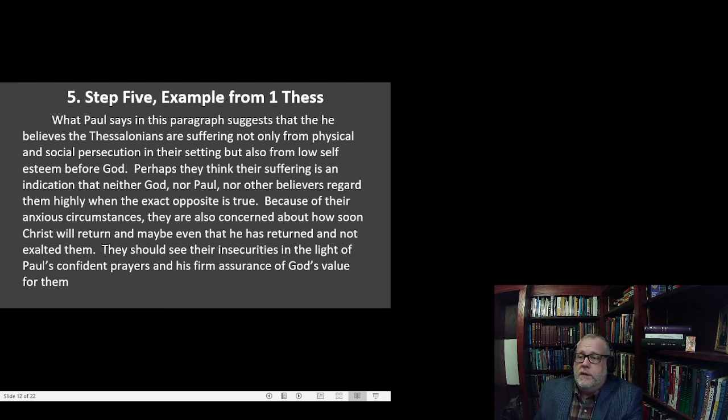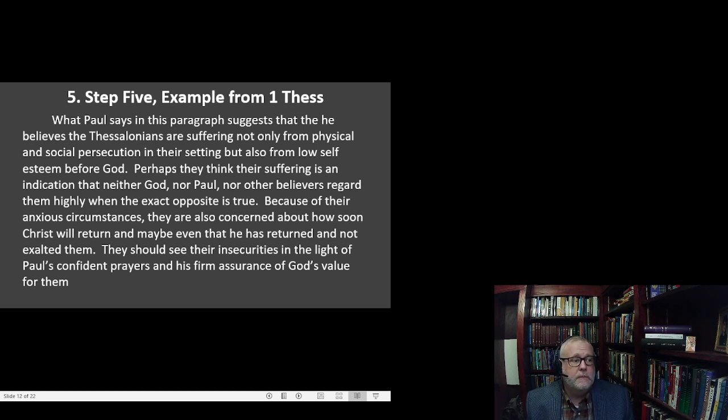What Paul says in this paragraph suggests that he believes the Thessalonians are suffering not only from physical and social persecution in their setting, but also from low self-esteem before God. Perhaps they think their suffering is an indication that neither God nor Paul nor other believers regard them highly, when the exact opposite is true. Because of their anxious circumstances, they're also concerned about how soon Christ will return, and maybe even that he has returned and not exalted them. They should see their insecurities in the light of Paul's confident prayers and his firm assurance of God's value for them.